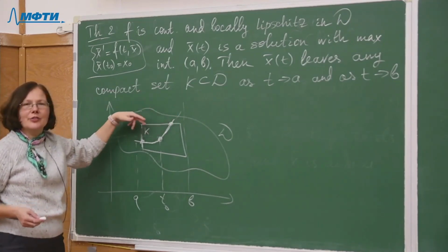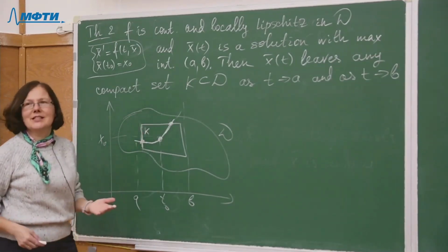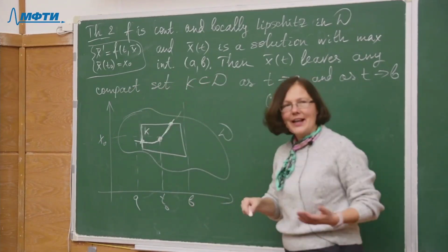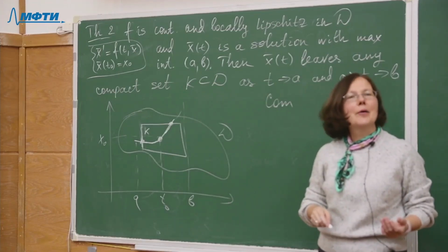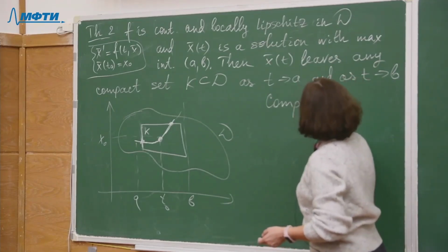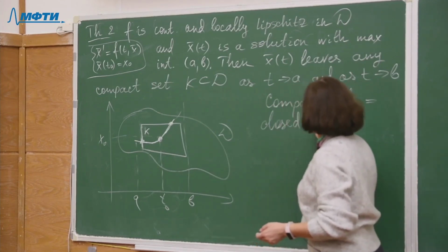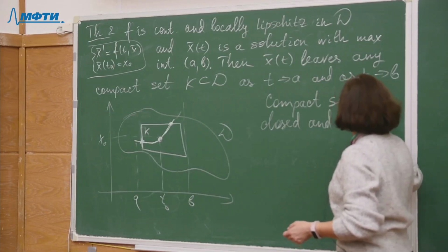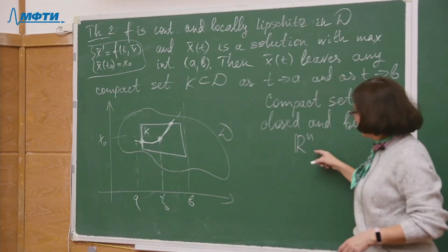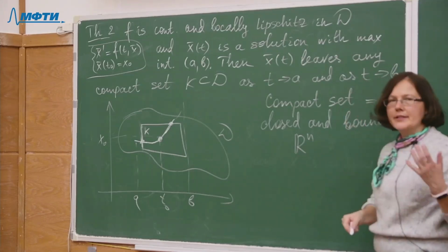We come to the boundary of this compact set. What is a compact set? Do you remember the definition of a compact set? Closed and bounded. A closed and bounded set, right? Compact. But this is true in Rn. So if our metric space is n-dimensional, then this is true.